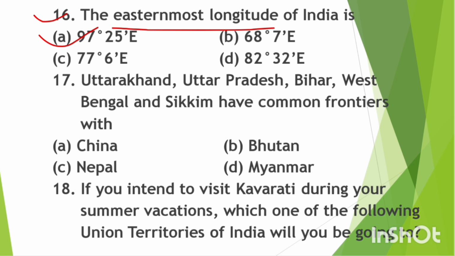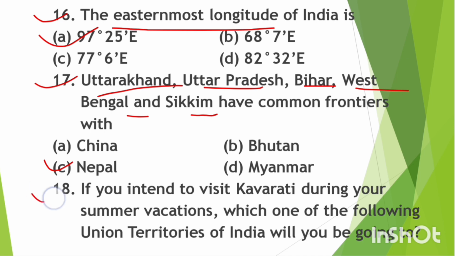Next question, question number 17. Uttarakhand, Uttar Pradesh, Bihar, West Bengal, Sikkim have a common frontier with option number A, China, option number B, Bhutan, option number C, Nepal, and option number D, Myanmar. So answer for this question, option number C, Nepal.